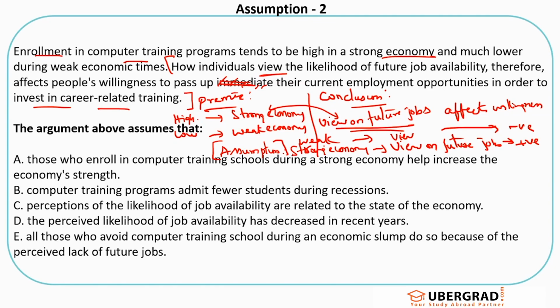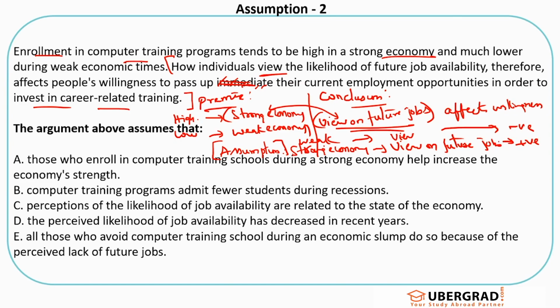How is this linked? That is what you need to understand. So one argument is saying the strong economy, people will try to enroll high or low. Then the other side says that it's not on the basis of economy. The line is not saying how in a strong economy the strength of economy therefore affects people's willingness. That's not what the point is making. The point is making how an individual views the likelihood of future job availability would therefore affect the willingness.